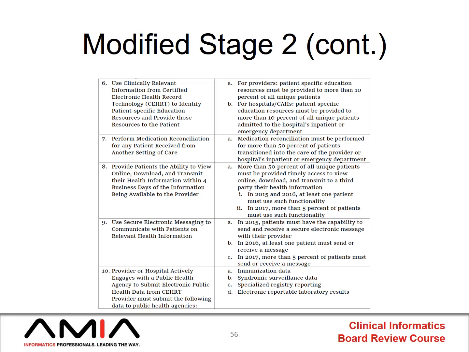This slide lists the rest of the categories that are required to achieve modified stage 2 of meaningful use. Again, looking at the major categories, we see there are criteria around using certified EHR technology to identify patient-specific resources and provide those to the patient, performing medication reconciliation, allowing patients to download and transmit their health information from the provider, communicating with secure electronic messaging, and engaging with public health agencies.